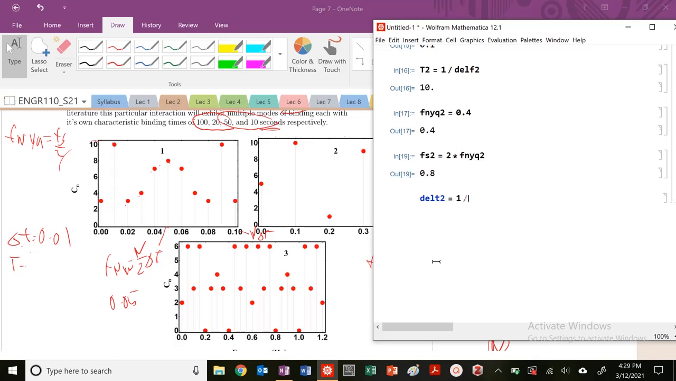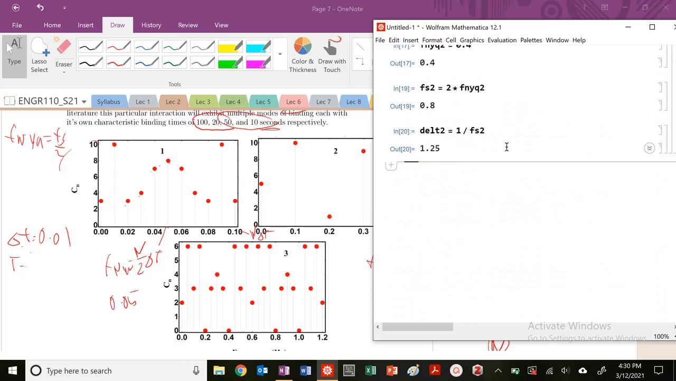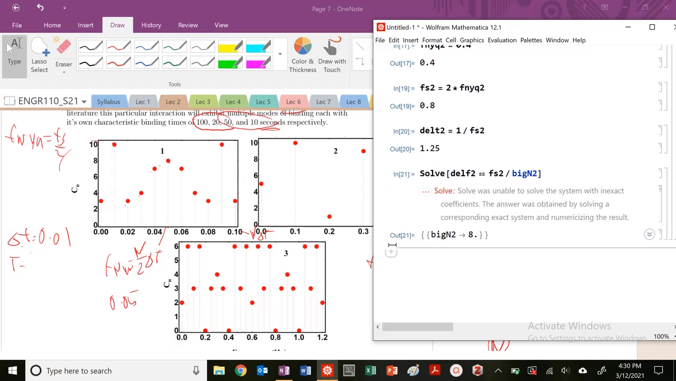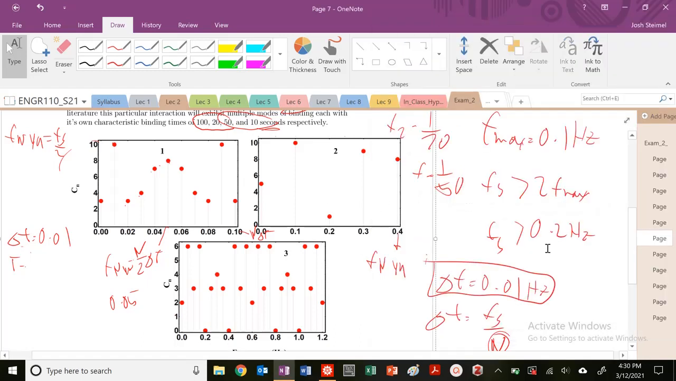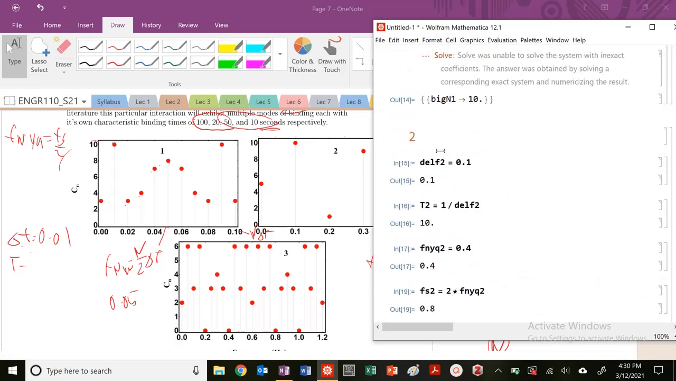Again, you could just do this by hand, but I don't like to do any math by hand anymore. All right, got my delta t. Now I could solve for the rest of those values. I know that my delta f2 is equal to f sub s2 divided by big N2. Solve it. 8. There we go. So again, still not going to work. My f sub s was not too bad. My f sub s works, but the problem is my delta f does not work.